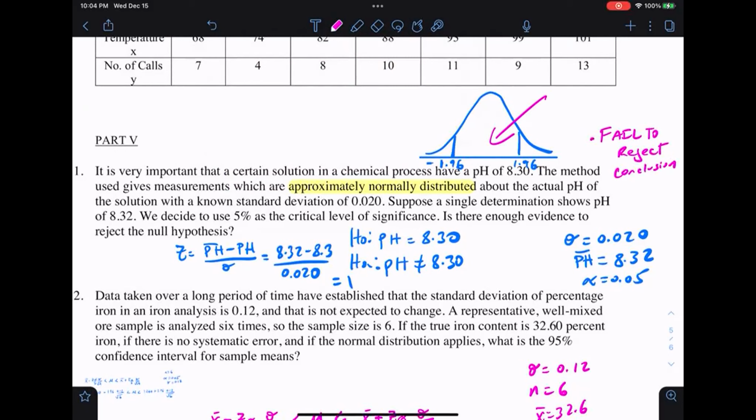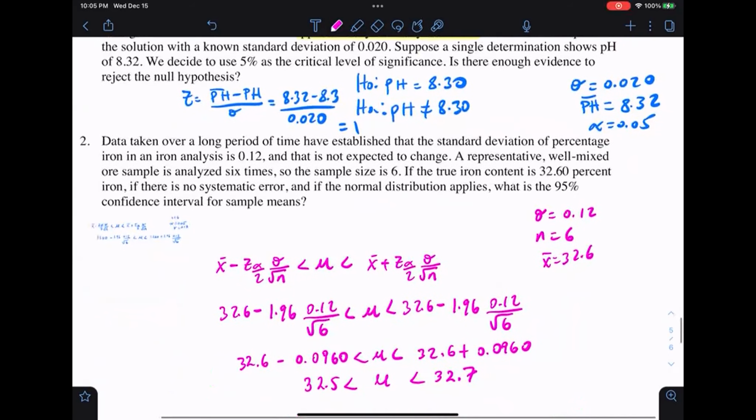So we should say no, there's not enough evidence to reject the null, right? You can just read the question and say what's your summary. So there's not enough evidence to say the chemical process has a different pH value than 8.3, right? You can say that. That's the end of that problem, and this problem is very easy.